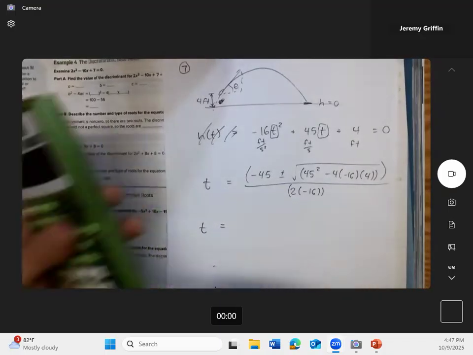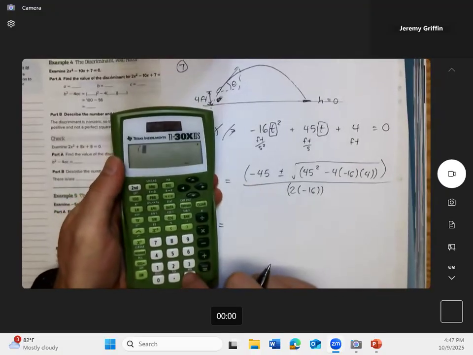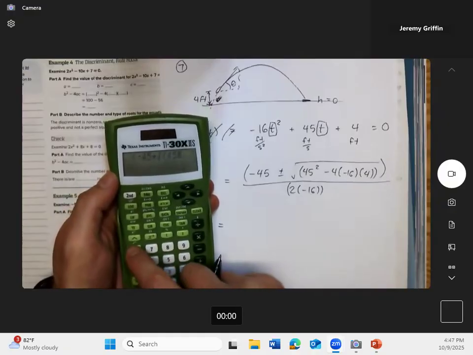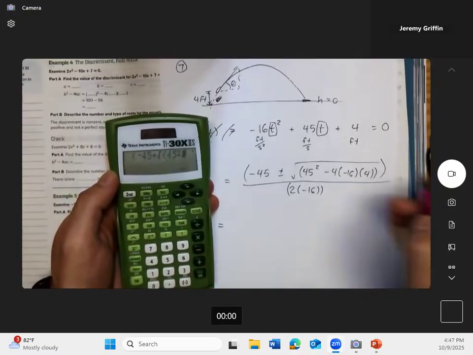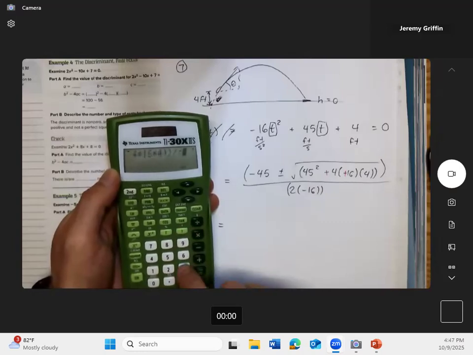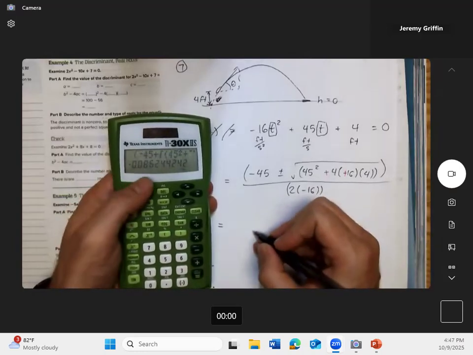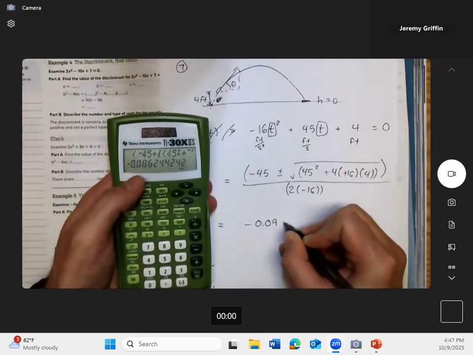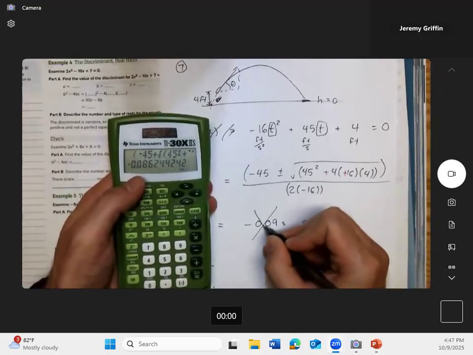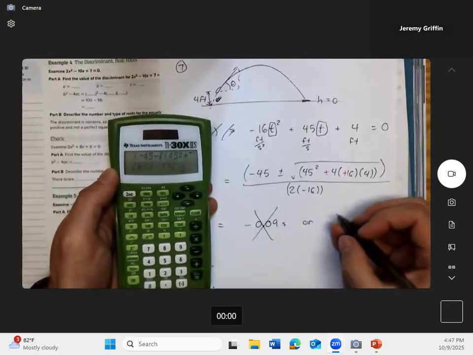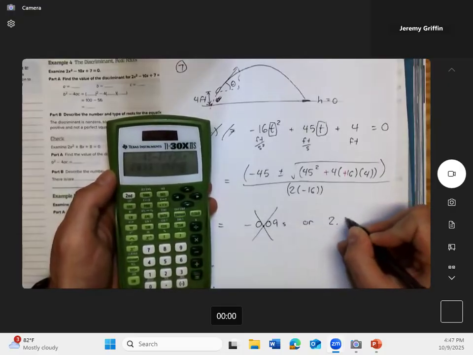T equals, so open the numerator, negative 45 plus root 45 squared. Here, I've got two negatives, so let's call it plus. Plus 4 times 16 times 4. Close the radical, close the numerator, divide by negative 32. Okay. Oh yep, there's a small negative time, negative 0.09 seconds. Again, that one doesn't make any sense, so I know I'm going to throw that one out. If I scroll over, then minus. There we go. 2.90 seconds.